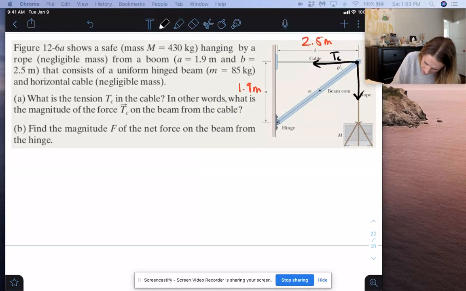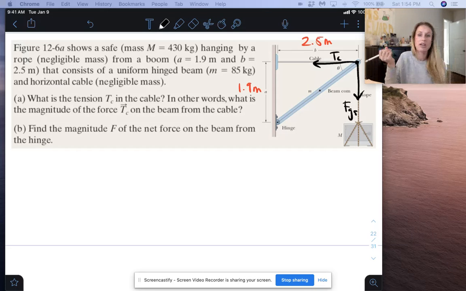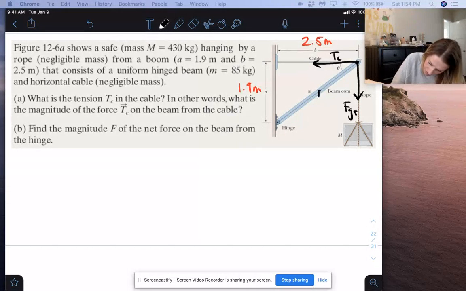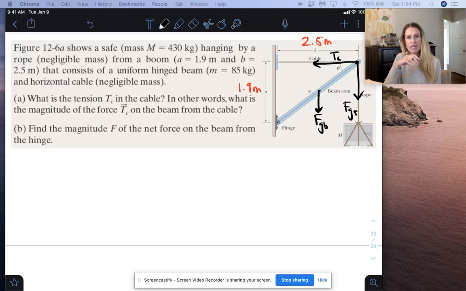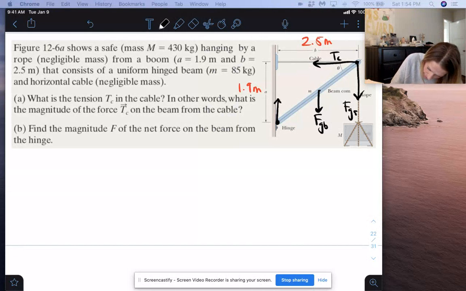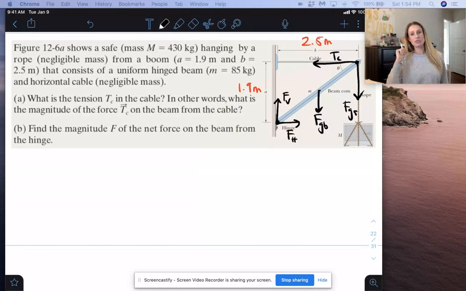I have the force of gravity from that hanging object, which we called a safe. So force of gravity of the safe there. And then we also have the force of gravity from the beam because the beam does have a mass. So force of gravity from the beam is going to come from the center of mass. So that force of gravity of the beam goes there. Now, on that hinge, we also have a vertical force, so we'll call that FV, and we have a horizontal force, FH, on the actual hinge part.